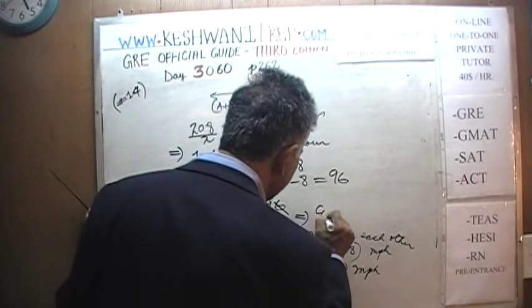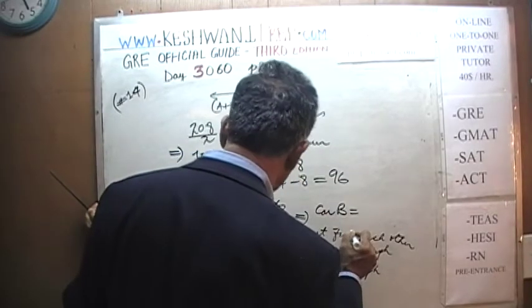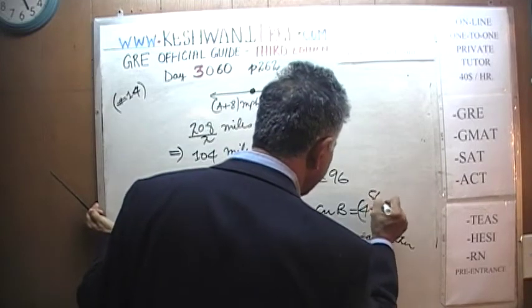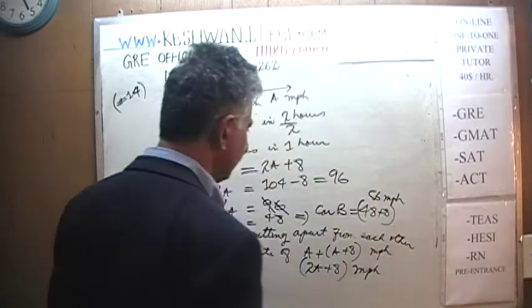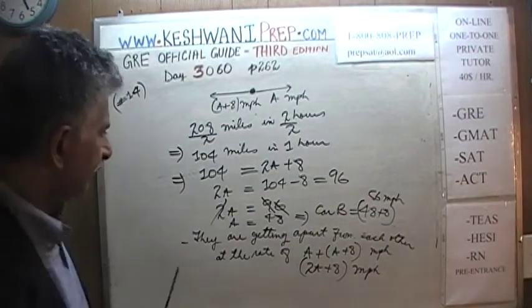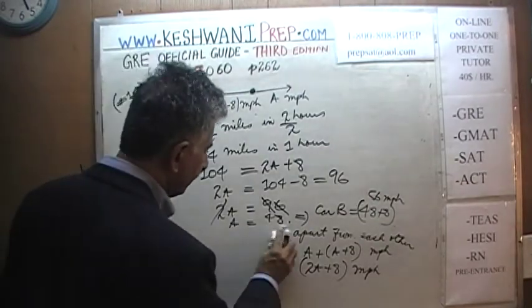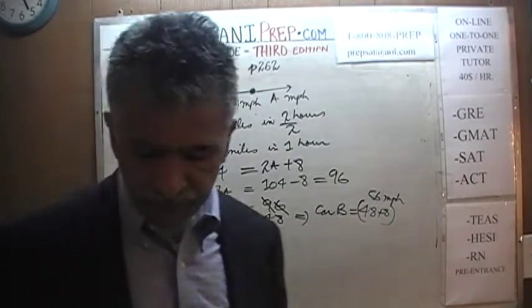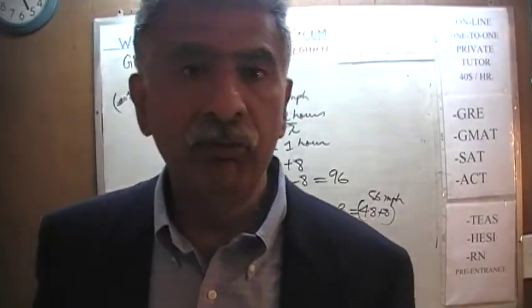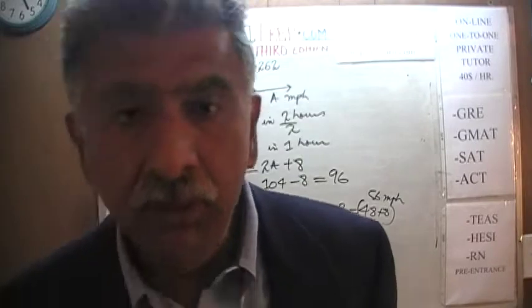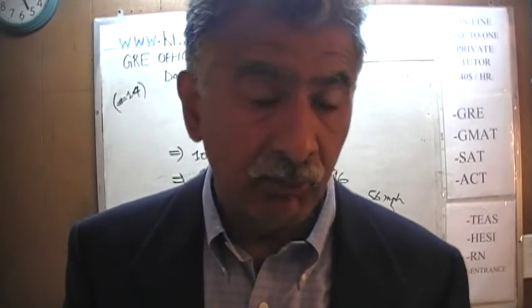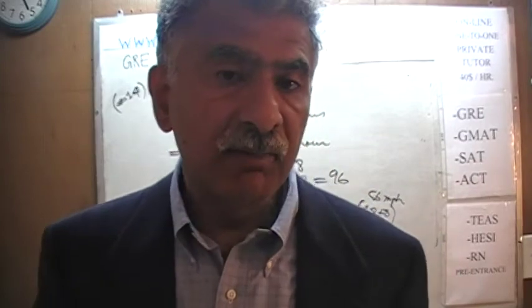Which means that car B was going at 48 plus 8 or 56 miles per hour. There we go. We found the respective speeds. Car A was going at 48 miles per hour, and if car A was indeed going at 48 miles per hour, then car B must be going 8 miles faster than that, because that's what we are told, and hence car B is going at the speed of 56 miles an hour.